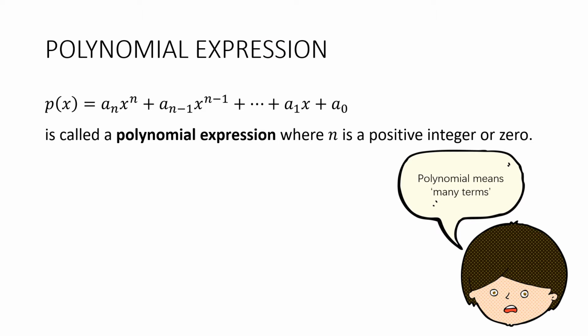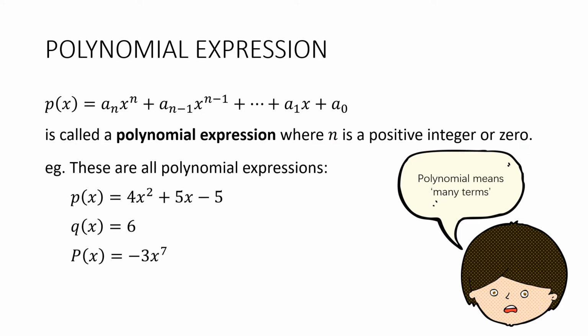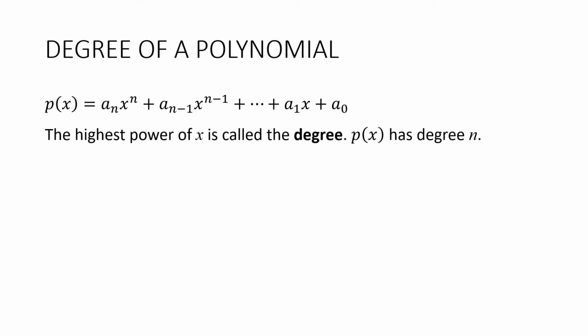Firstly, a polynomial expression. This is how we write it. P of x is equal to a_n x to the n plus a_(n-1) x to the n minus 1 plus dot dot dot plus a naught. Now, n has to be a positive integer or 0. So these are all polynomial expressions. And you can see that sometimes we use p of x or q of x or even capital P of x. Now, the highest power of x is called the degree. So this polynomial has degree n.